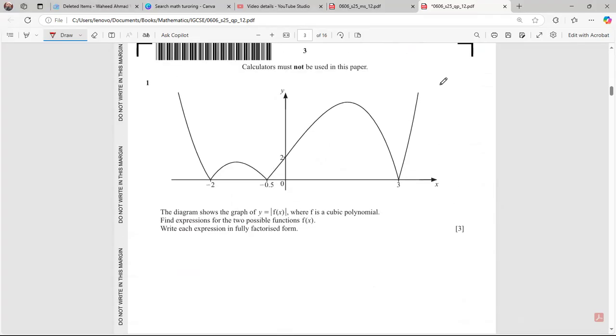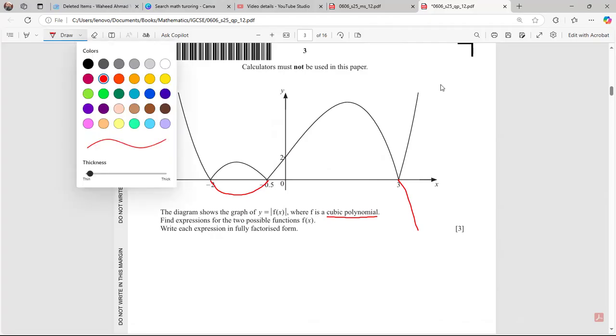It says the diagram shows the graph of a function y equals f(x) and its absolute value, where f is a cubic polynomial. This is important. This is the cubic polynomial, and we are seeing the absolute value of it. So the actual graph could be this, I'm just guessing, and then this is down as well. So when you take the absolute value, this red can come up.